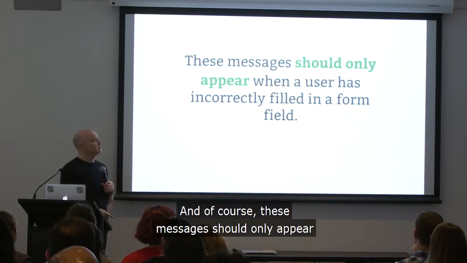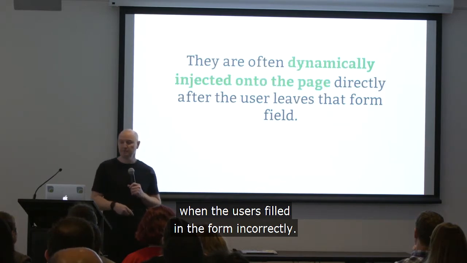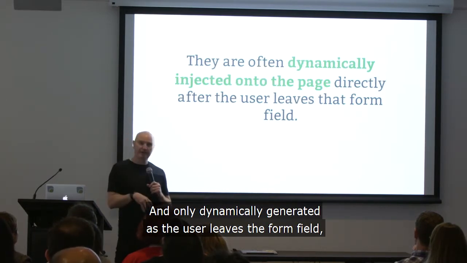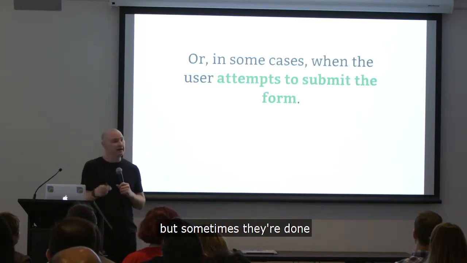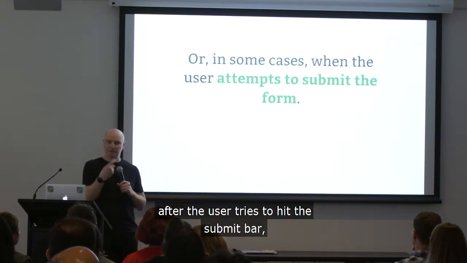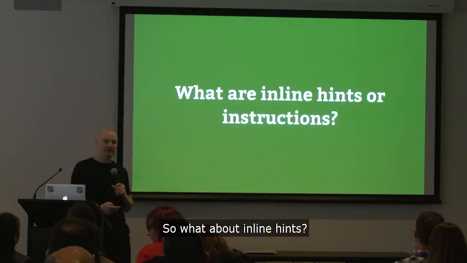And of course these messages should only appear when the user's filled in the form incorrectly. They're normally dynamically generated as the user leaves the form field, but sometimes they're done after the user tries to hit the submit button or anything like that. Yeah, that makes sense. So what about inline hints?